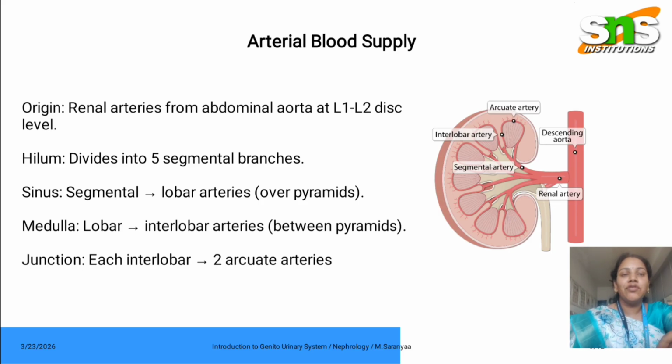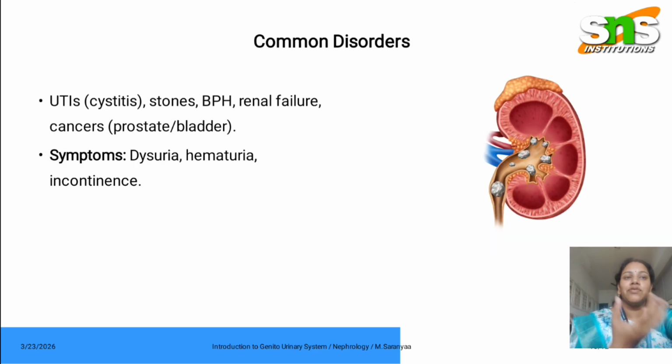The blood supply of the kidney is the renal artery, which gives minor or small branches called the segmental artery, interlobar artery, arcuate artery, and the interlobular artery. These various arteries form a microvascular structure, circulating blood through the kidney so that it can maintain the flow of the kidney.